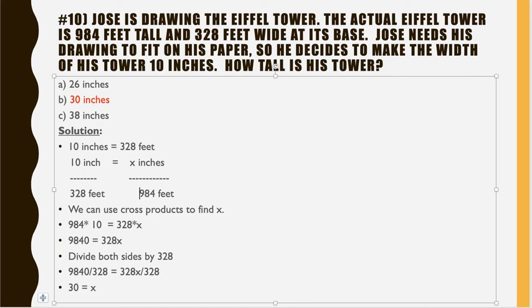So again, we have proportions, and this is with any scaling problem that we're going to do. We're going to see lots of these proportions, and when you have fractions set equal to one another, we cross multiply or use cross products to solve for the unknown. So we cross over the 984, we multiply that by 10, and we cross over the 328, and we multiply that by x. That gives us 9,840 is equal to 328x. To solve for x, we're going to divide both sides by 328, and that gives us x equals 30. So if the width is 10, the length is 30.